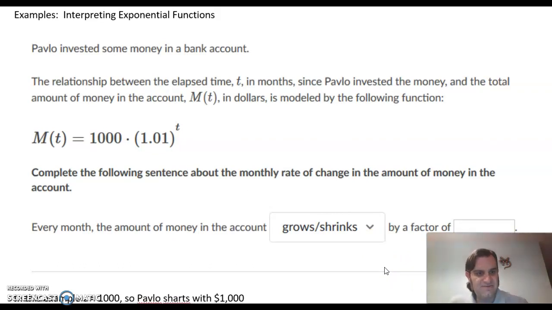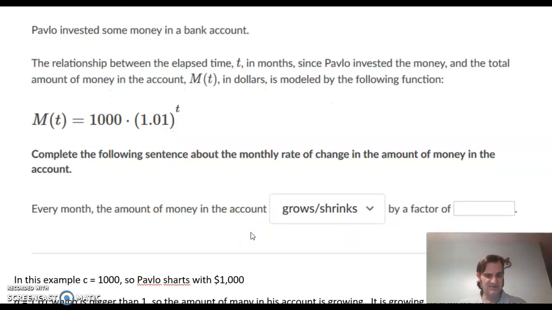It says Pavlo invests some money into a bank account. Basically here we have T, which is how long the money is going to be in the bank in months, and M of T, which is an output similar to a y, is the amount of money that would be in the account after T months. And here is what the function actually looks like. One of the things they're asking us is whether the amount of money in the account is going to grow or shrink.